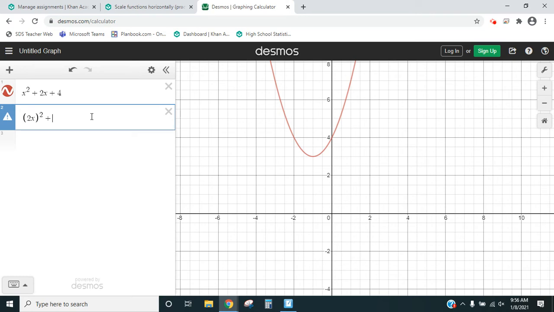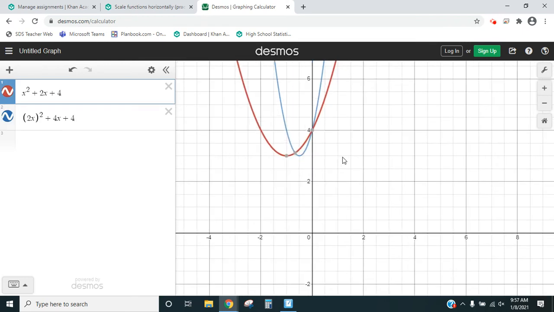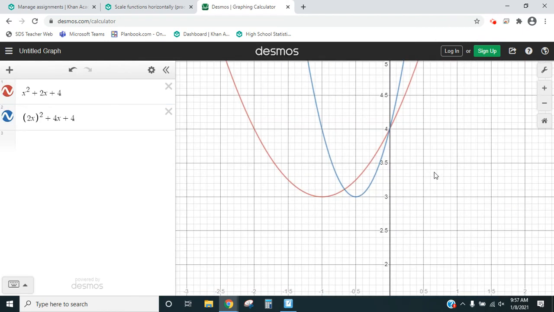In the middle, instead of saying 2x, it would become 4x, right? And the last part doesn't change. I'm not changing the whole equation like I did before. I'm only changing what's in the parentheses. I'm only changing what's x. So if we look at this, it's very funky looking, but this is a horizontal scale. Here's what has happened. Our original was here in red. The vertex was at negative 1, 3.